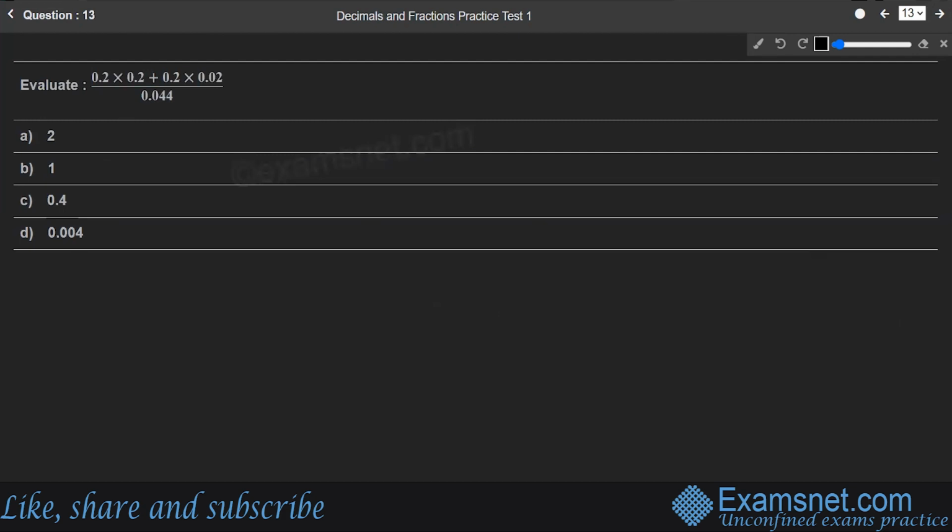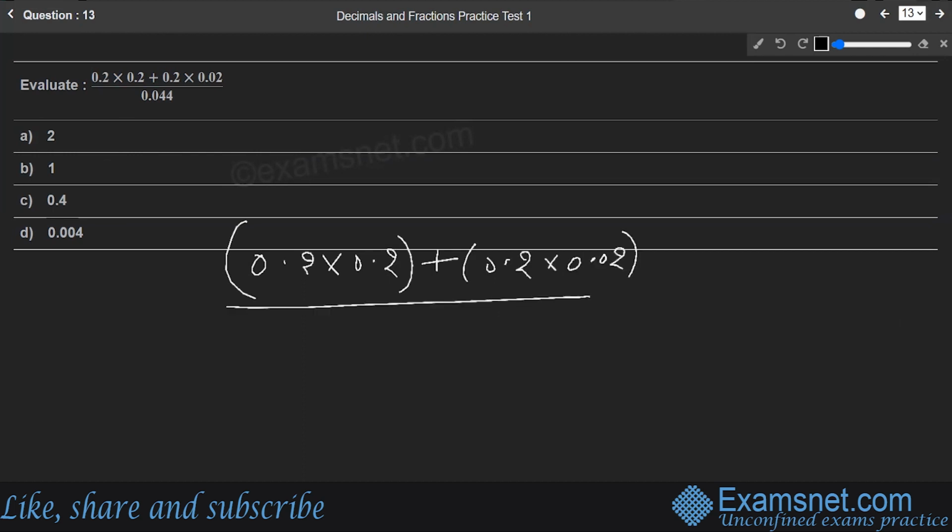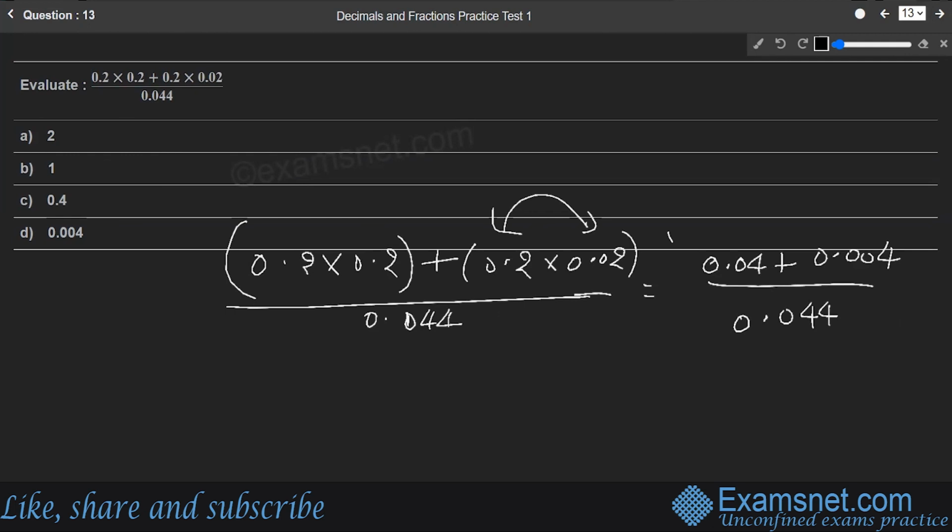Now he says evaluate this particular expression. So expression is written like this. Let us try to find out quickly. So we have to sequentially multiply, and whatever the operator is saying we have to do. 0.2 into 0.2 plus 0.2 into 0.02 divided by 0.044. So if you see the numerator part, it can be written as 0.2 into 0.2 is nothing but 0.04 plus 0.2 into 0.02 is nothing but 0.004 divided by 0.044. If we add the numerator's terms, then it becomes equal to 0.044 and the denominator itself is 0.044. So clearly the numbers get cut and you get the answer as 1 for this particular expression.